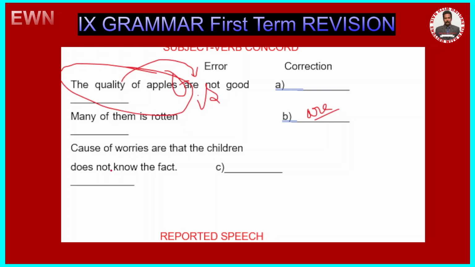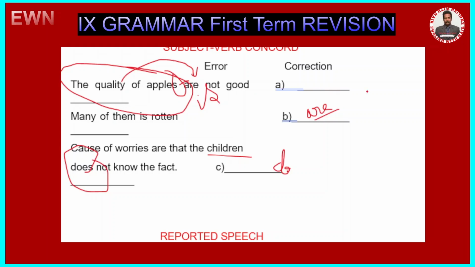Causes or worries are that the children does not know the fact. Children is a plural sense, so we use do here: children do not know the fact. So the answer will be do, right? There will be 2 sorts of blanks there. Okay, so it has come below.